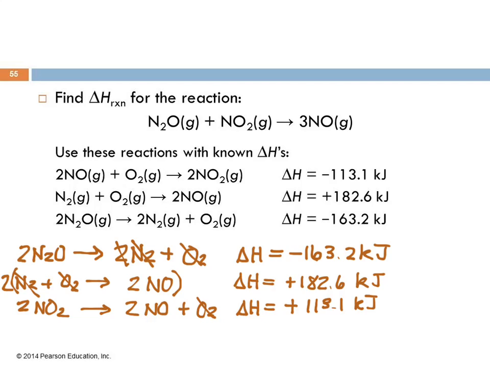So let's try to think about it in a little more of a linear form. So that first reaction, 2N2O made 2N2 plus O2.